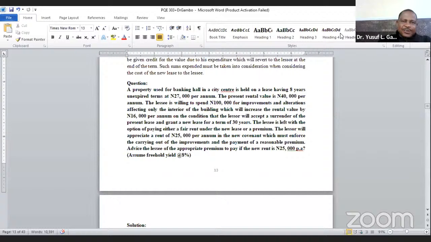Now, look at the next question. A property used for a banking hall in a city center is held on a lease having 8 years unexpired term, at 27,000 per annum. The present rental value is 40,000 per annum. You see, the FRV is 40,000 per annum. Now, the lessee is willing to spend 100,000.